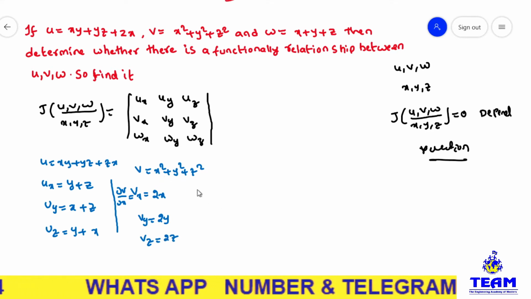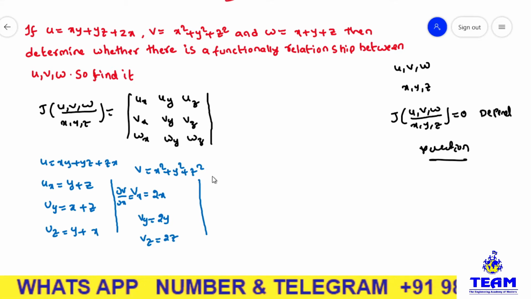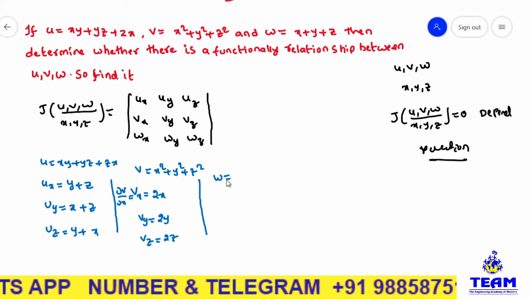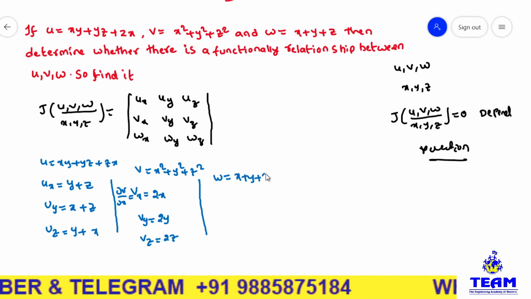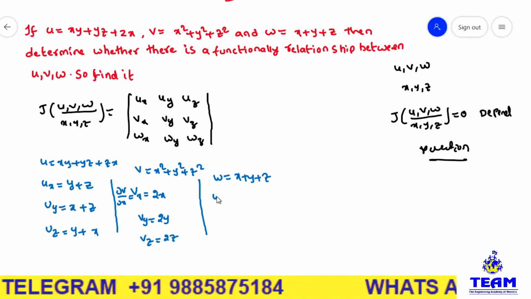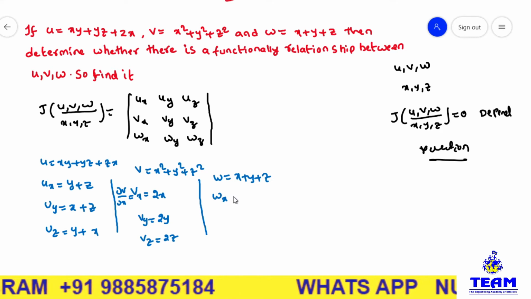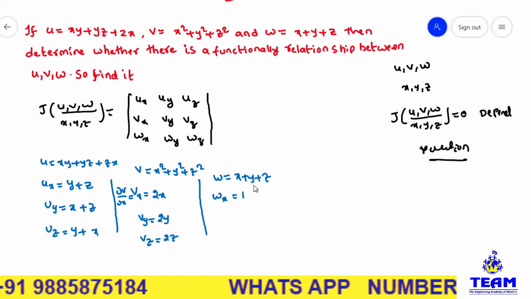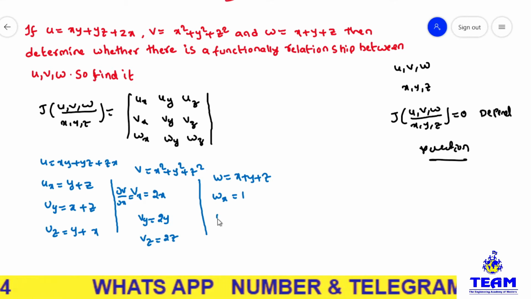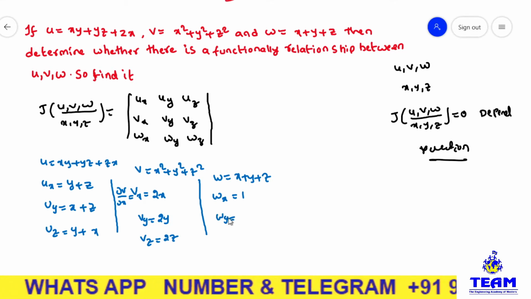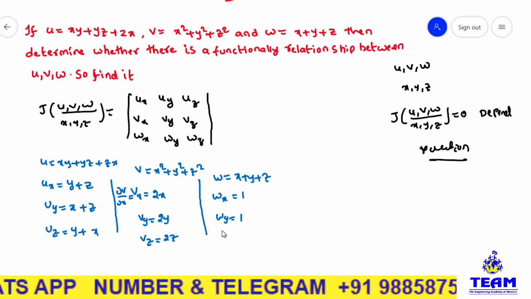Right. Next I need to find wx, wy, wz. For that I am writing w from the given problem, that is x plus y plus z. Now the partial derivative of w with respect to x is 1 plus 0 plus 0. Why it is 0 is very clear. Now dou w by dou y is 1. Dou w by dou z.